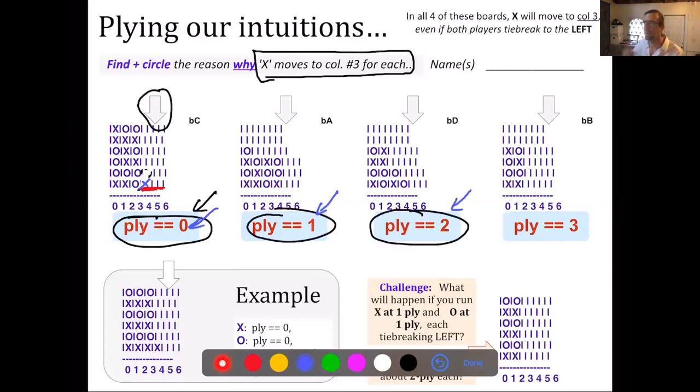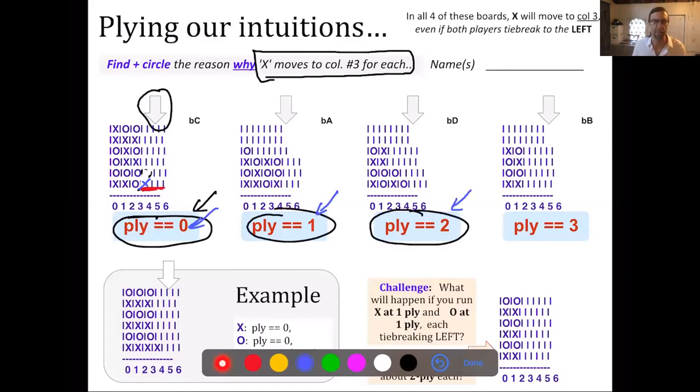You're not looking, if I move here, is this a win? Because then you're picturing the board one move in the future. Ply zero, you're not even picturing that. Ply zero just means you're playing blindly and picking the leftmost of all available. Ply one means you're only looking for a win. You're not thinking about blocking the opponent's win. You're just saying, if I move in this spot, will that board be advantageous to me after I make that move? That's thinking one move in the future.